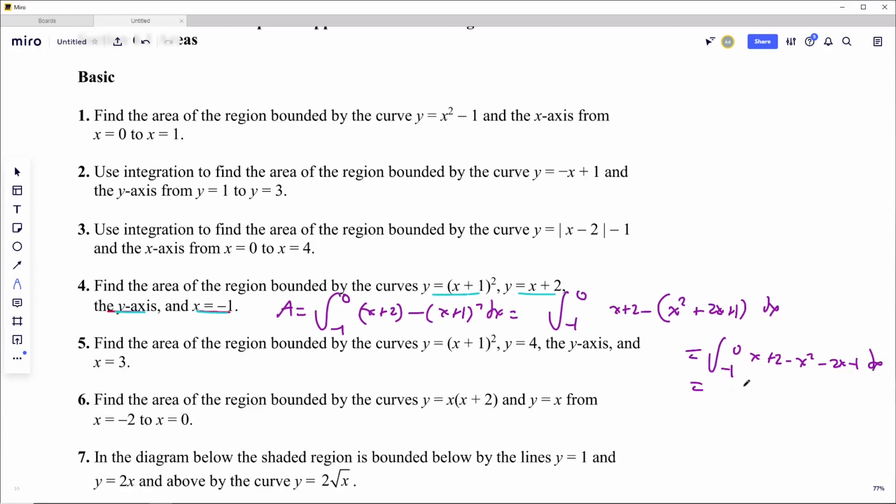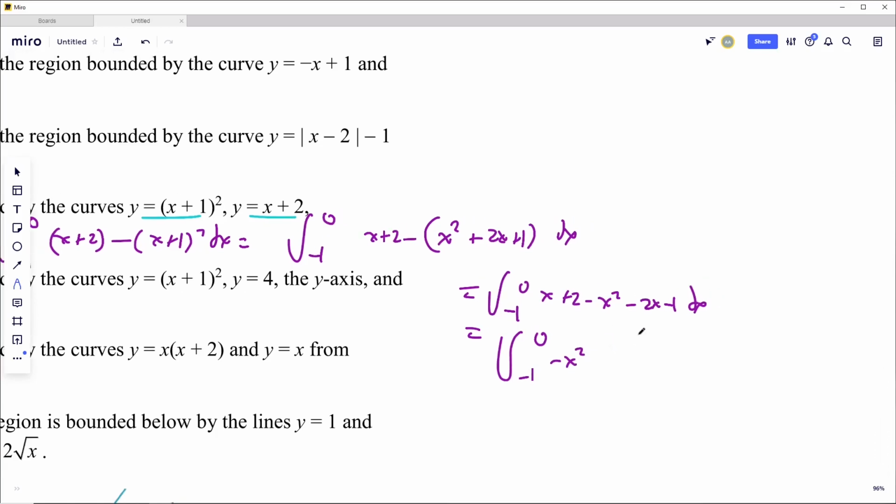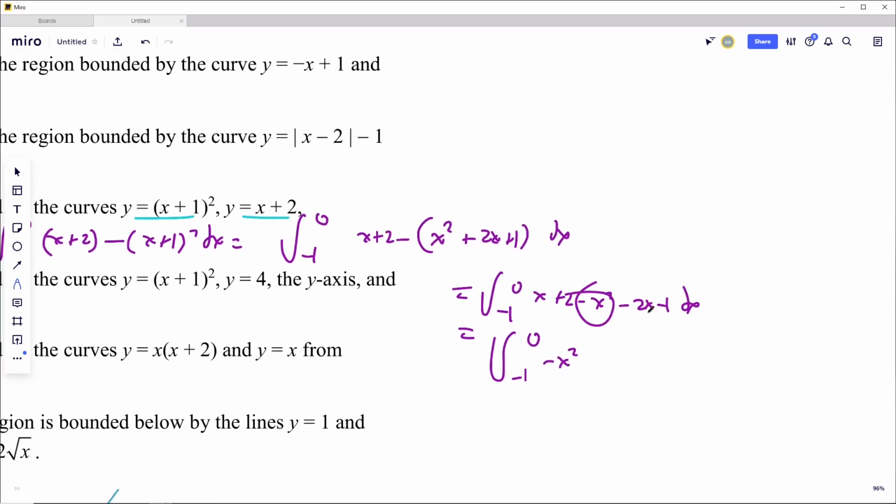By last time I mean with myself, not this question, some other question. Anyways, yeah, let's not integrate immediately. So minus x squared, I'm taking in ascending or descending order because I like it that way. Minus 2x, and x, so it's going to be minus x, plus 2, and minus 1, so it's going to be plus 1, and dx, right?